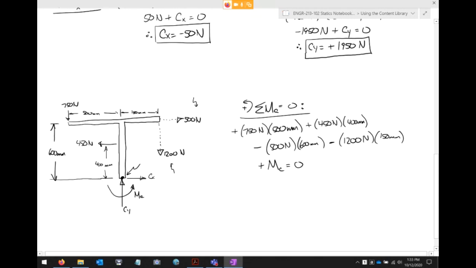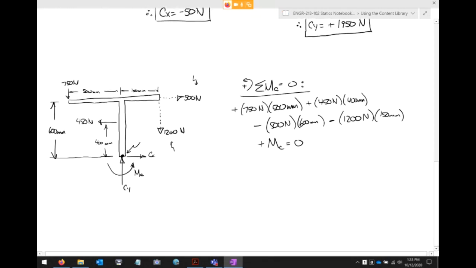So if you were writing this on notebook paper, I have it on 3 lines, but you would have it as just one big equation. Maybe let's see if I can clean this up a little bit. All right. 750, let's start chunking some numbers here. 750 times 500 is 375,000. So 375 newton meters plus 450 times 400.